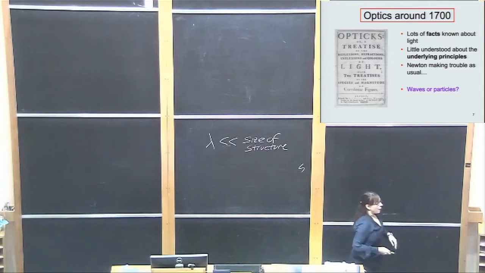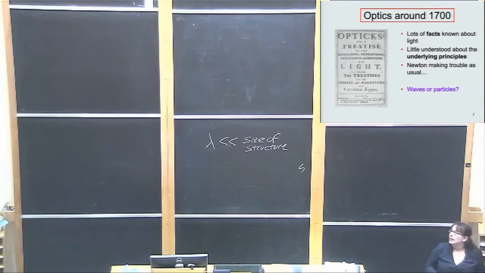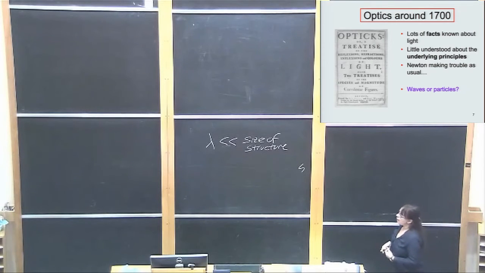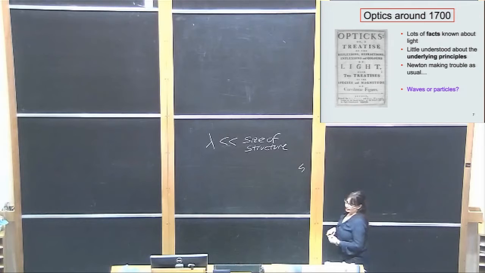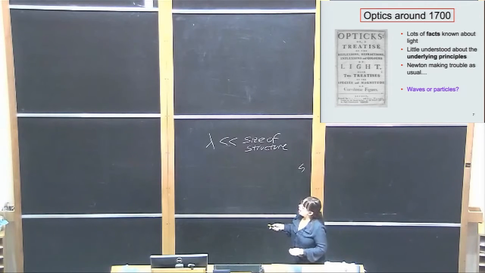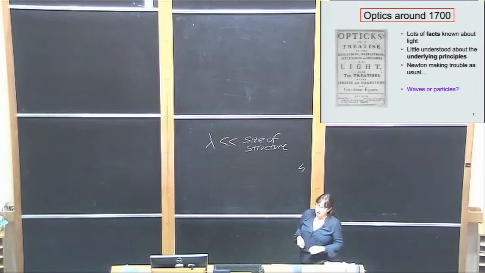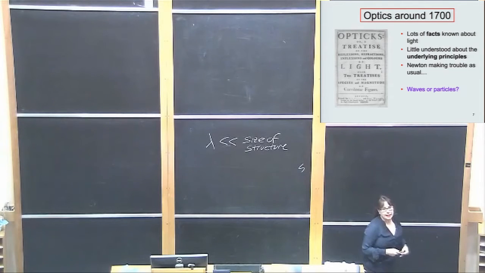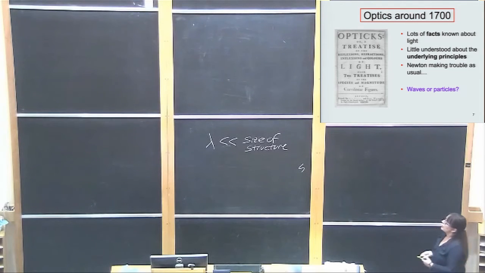Okay, so let's go back in history to around 1700. At this time, there was a lot starting to be known about how light behaves, but not much about why it behaves as it does. So Newton published his Optics in 1704. This was basically a collection of his experiments and deductions he'd made from them.